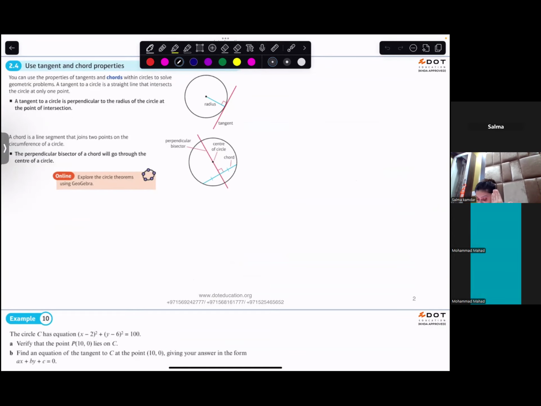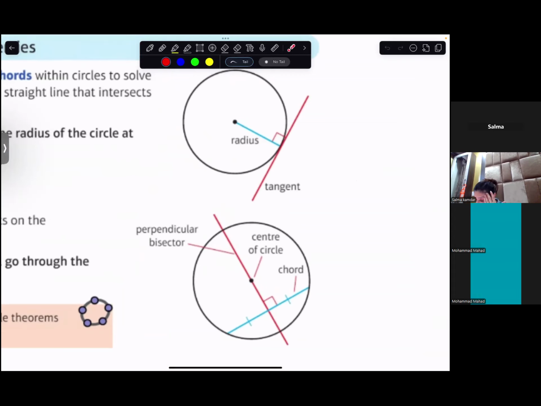If you see this over here, I have the circle, correct? This is the center of the circle. If it is the origin, the coordinates of the center are going to be 0, 0. And if it is not the origin, then the coordinates of the center are (a, b). Are you with me?